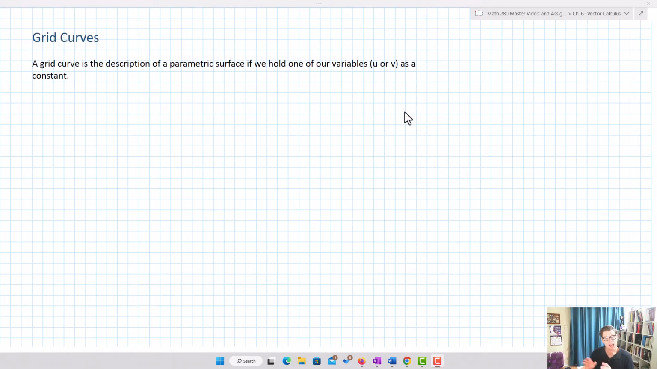Now, in order to help us understand parametric surfaces a bit better and be able to draw them and visualize them, let's first talk about grid curves.